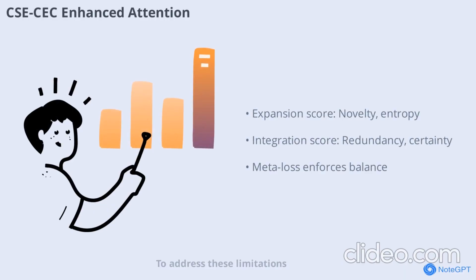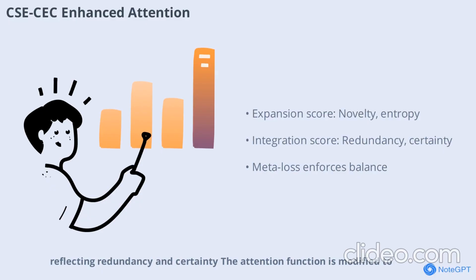To address these limitations, researchers have introduced CSE-CEC enhanced attention mechanisms. These mechanisms add two new components: an expansion score representing novelty and entropy, and an integration score reflecting redundancy and certainty. The attention function is modified to include the ratio of expansion to integration, pushing the system toward equilibrium. During training, a meta-loss function penalizes deviations from this balance, encouraging the model to harmonize creative exploration with structural consistency. This approach leads to more adaptive and robust AI systems.